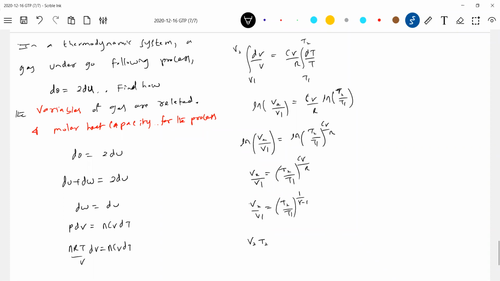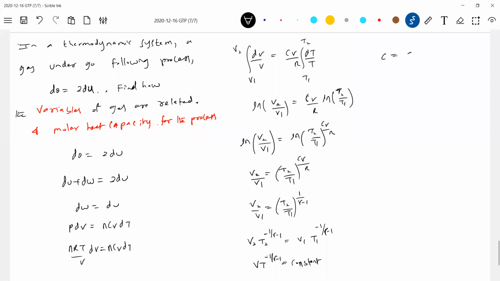V2 T2 ... V1 T1. So the general equation will be V T to the power of gamma minus 1. He's asking molar capacity. Let's get into that part.